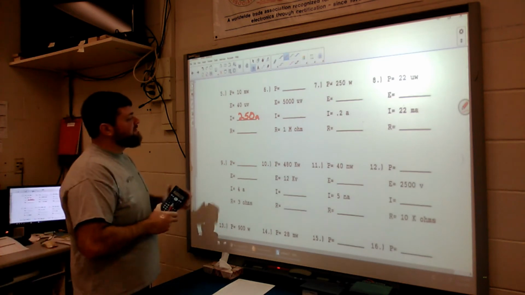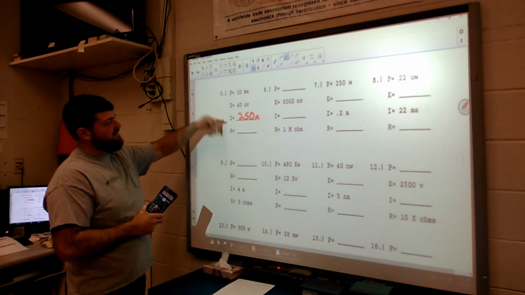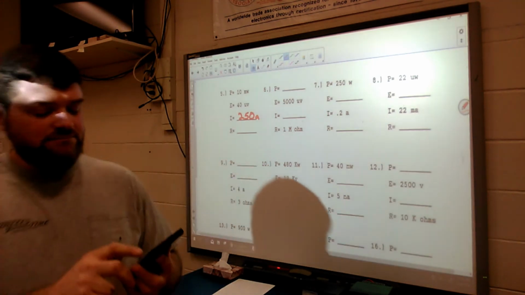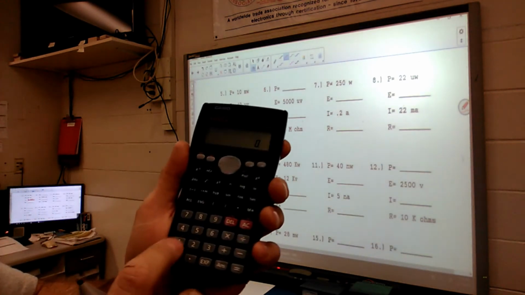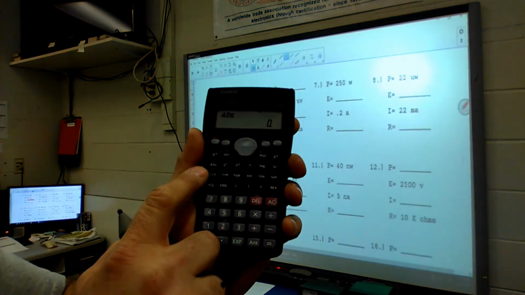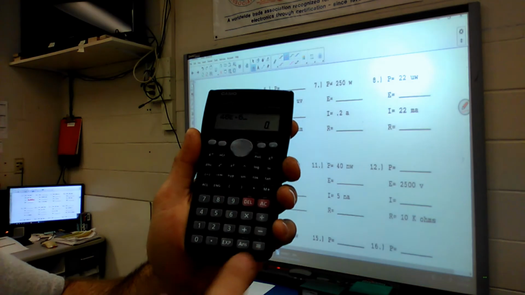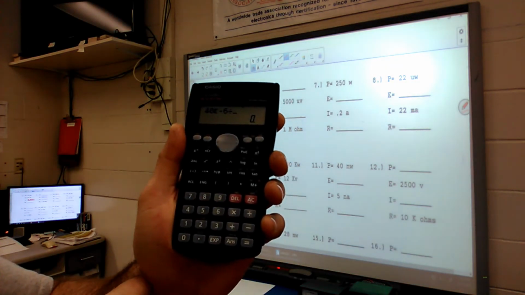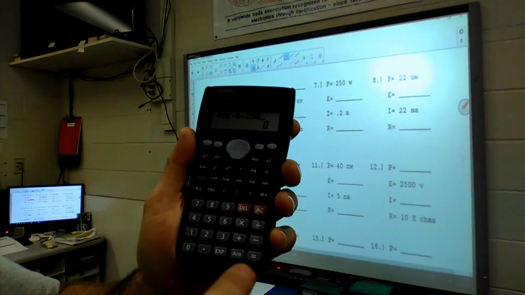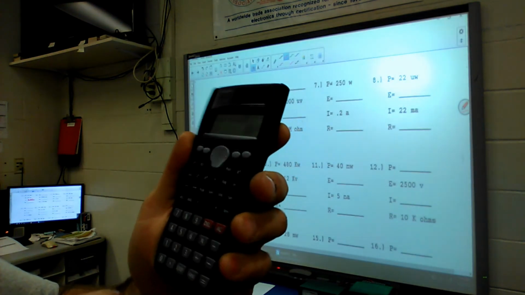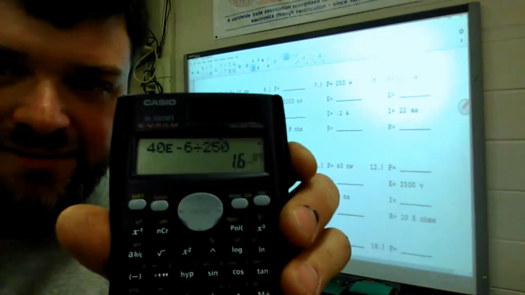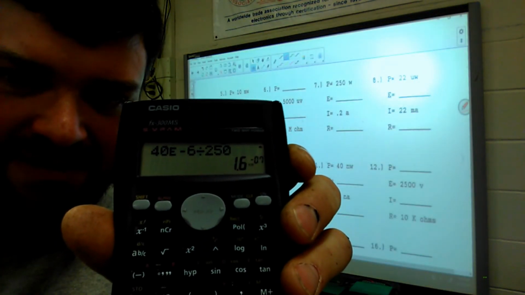Okay, so what is my resistance? So now if I do E divided by I, we'll get R. So again, we're going to put 40 exponent negative 6, that's my voltage, divided by current, 250. There's exactly what I wanted to happen. What kind of answer is that?